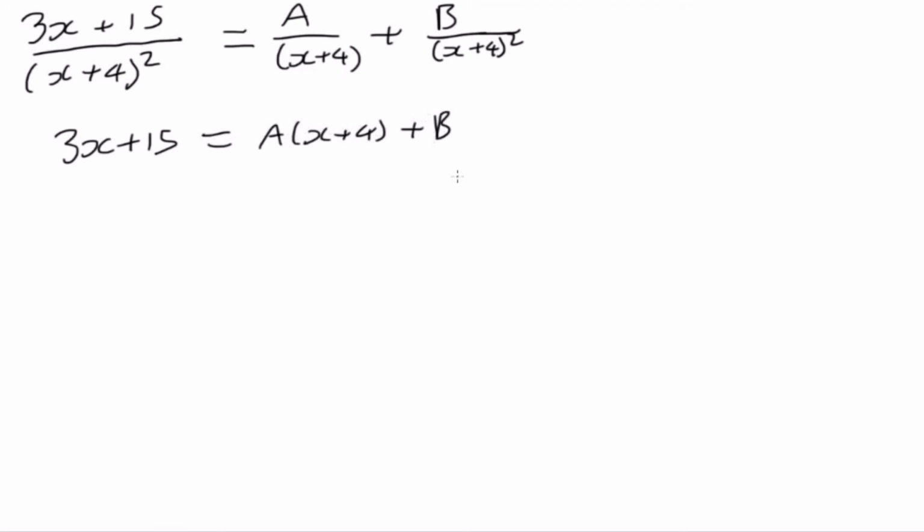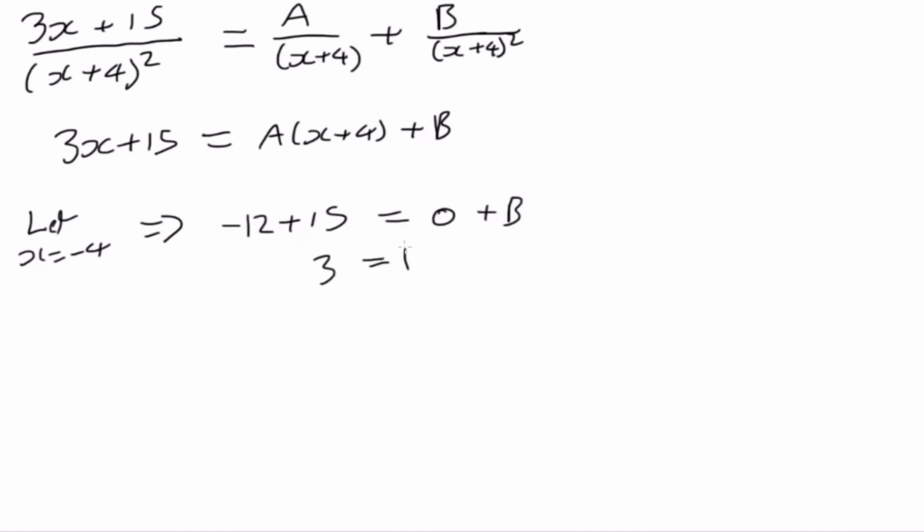Now we do our usual substitution of letting an x equal something, and as you can see here, this one's probably best to make 0 so we can find out b. So if we let x equal minus 4, we see that 3 times minus 4 is minus 12 plus 15 equals 3, but I'll write that out fast. Equals a times 0, so 0 plus b. This means 3 equals b.